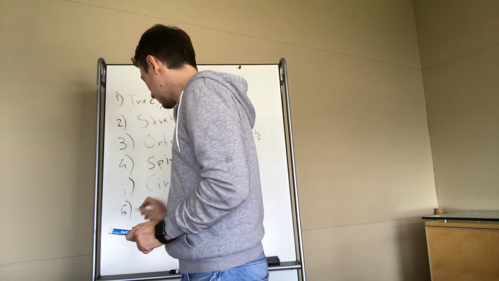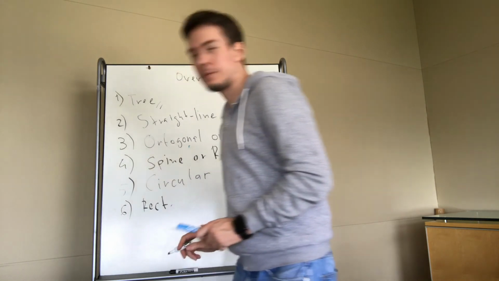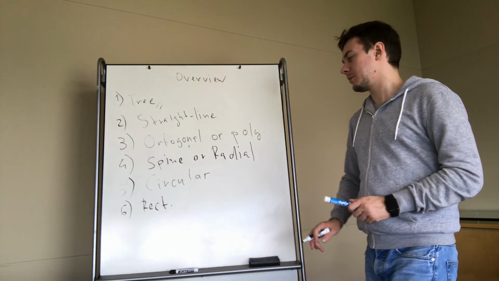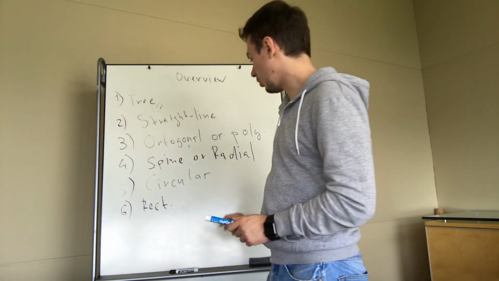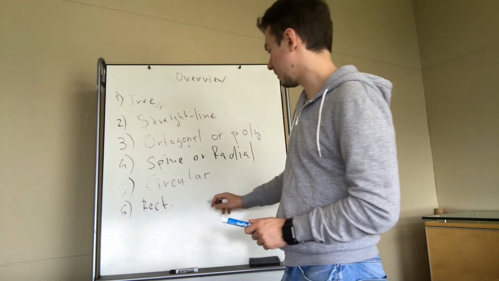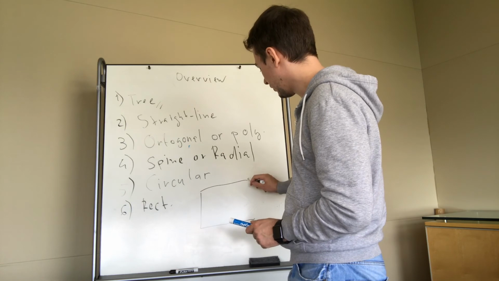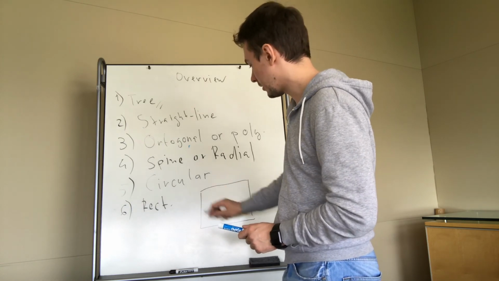The sixth class is rectangular. These algorithms are used to draw graphs so that each edge of the graph is a rectangle.